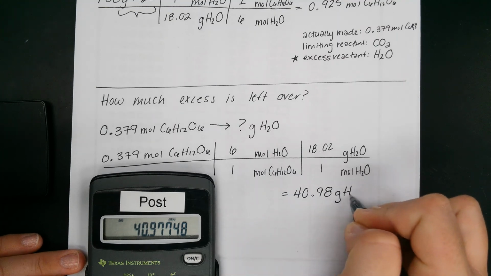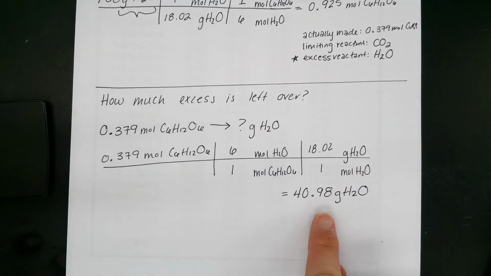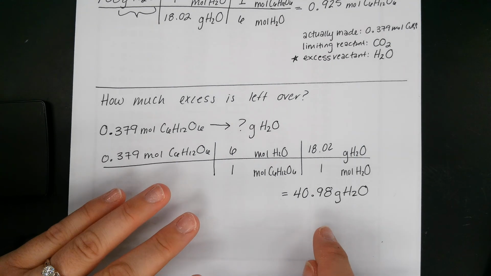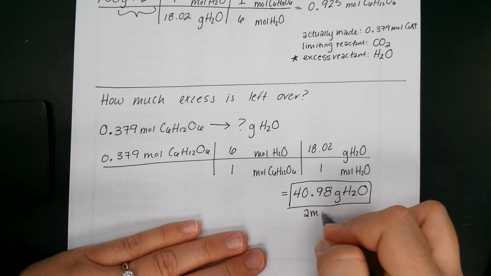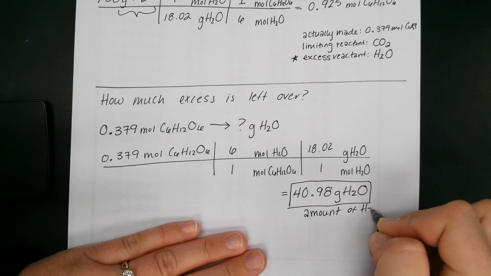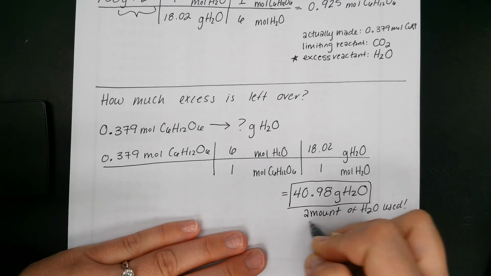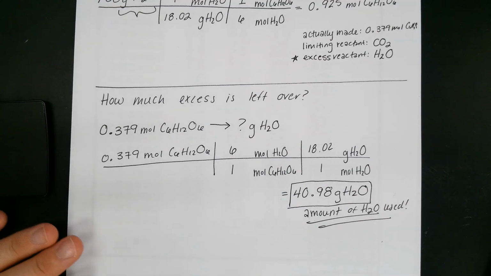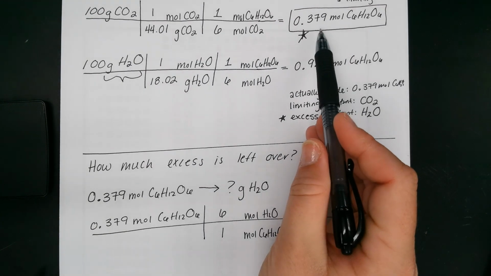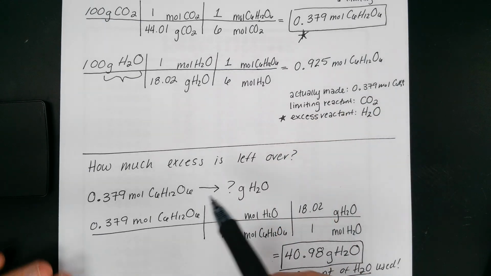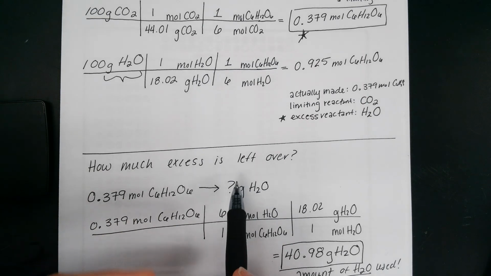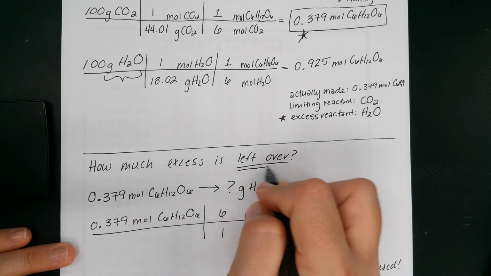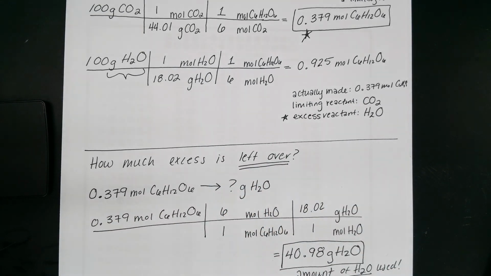40.98 grams of water. So this is not the amount of excess left over. What this is is the amount of water used. It's how much water was used in the creation of that 0.379 moles of glucose. Now for this question, it's not asking how much of that excess reactant was used, it's how much of it is left over after the reaction goes to completion. So to figure out what's left over, you just find the difference.